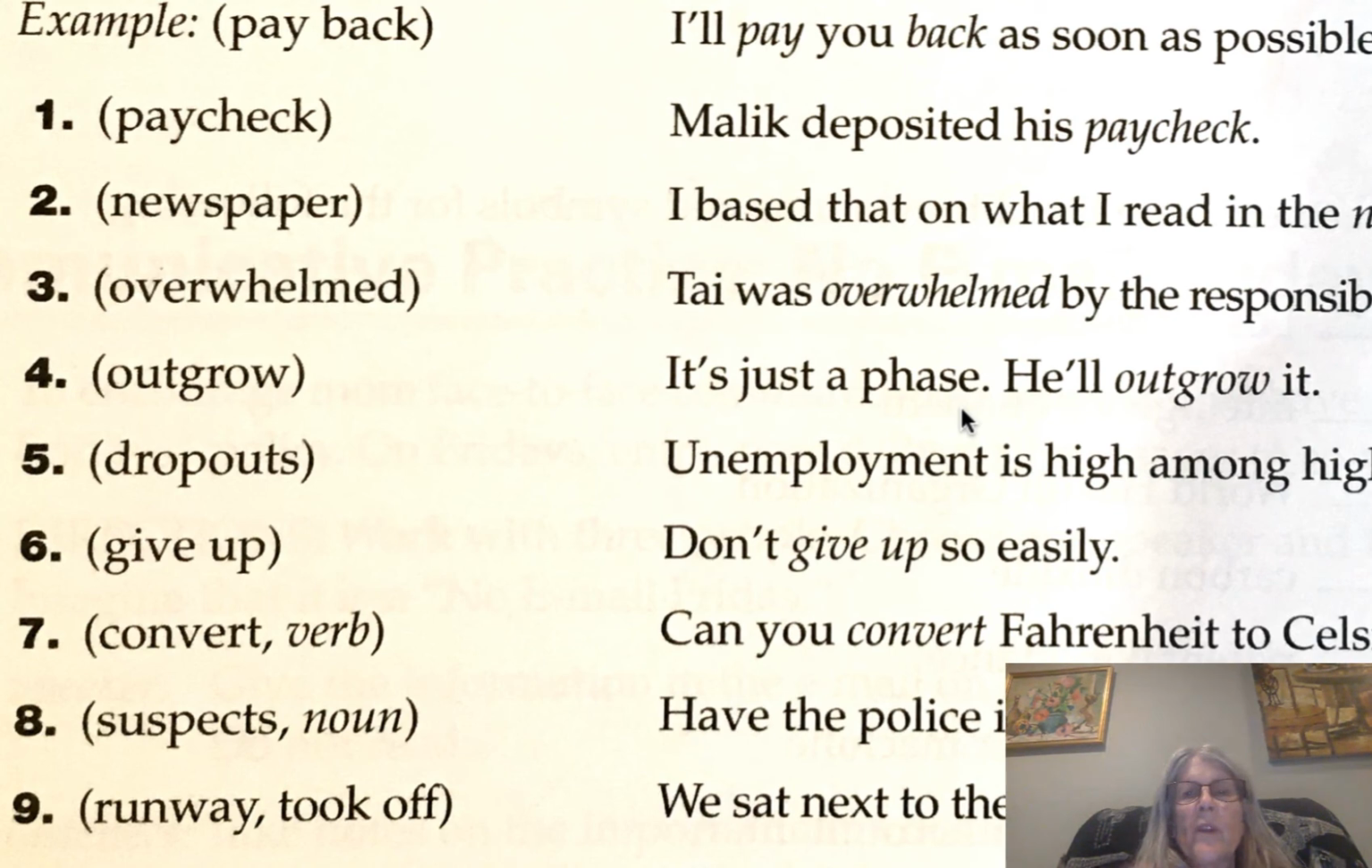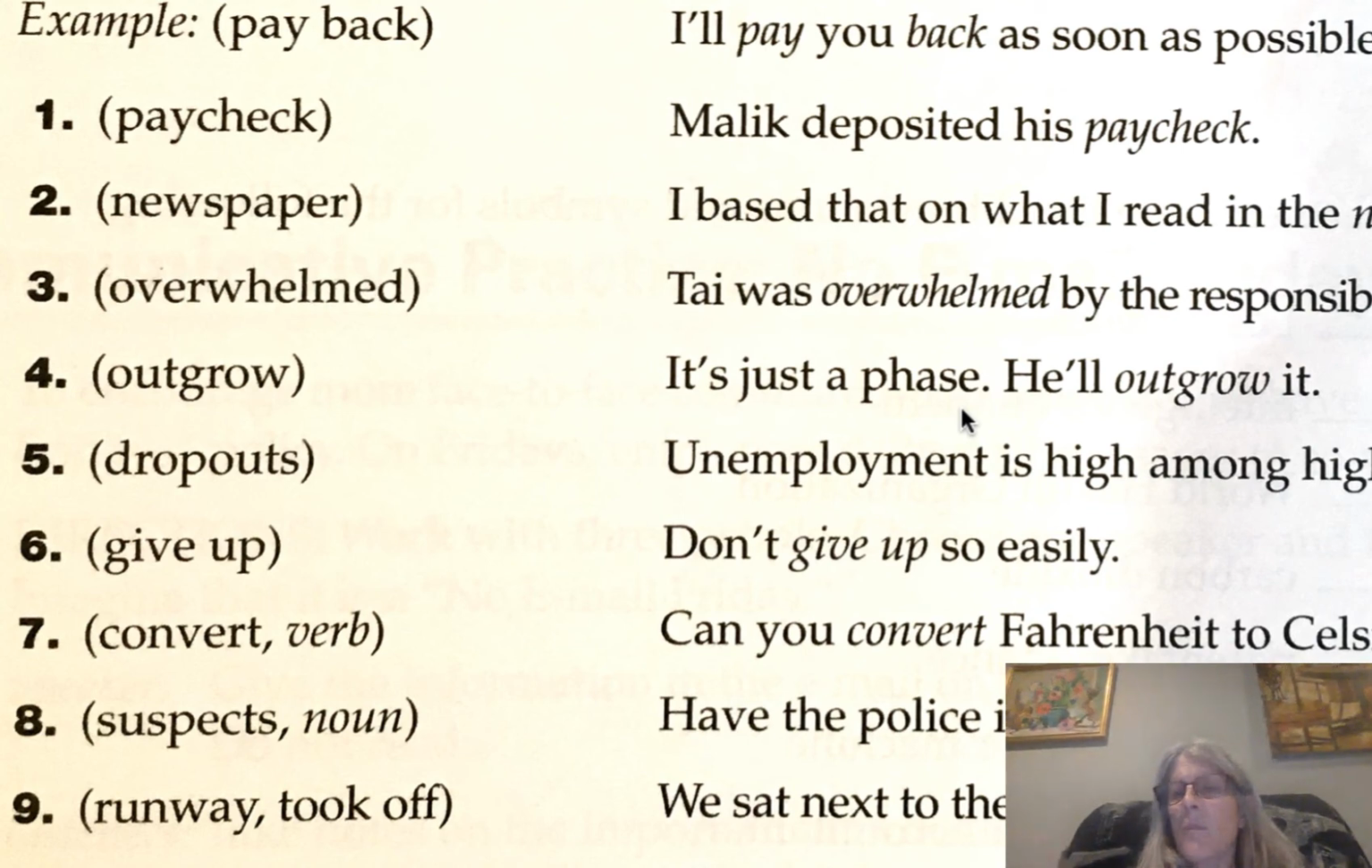So then we have Ty was overwhelmed. So you might want to look at 5-6 on that. It's just a phase. He'll outgrow it. Again, you might want to look at 5-6. Now, dropouts is another one of these words. Unemployment is high among high school dropouts.